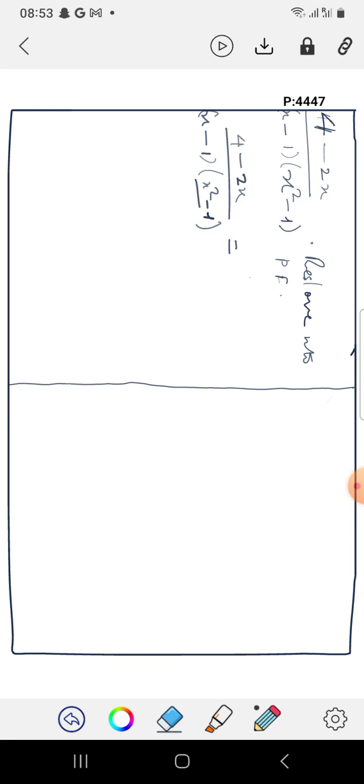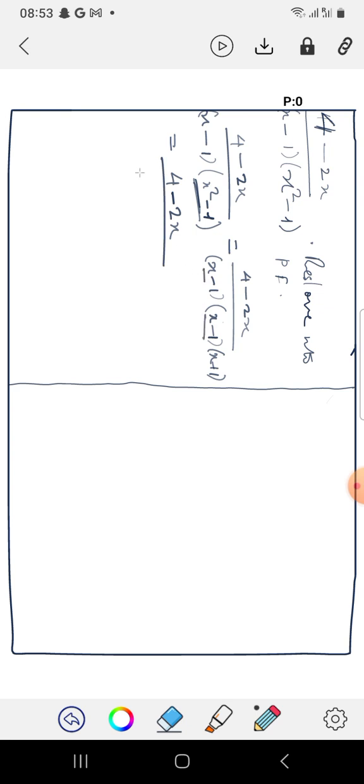So it's going to be 4 minus 2x over x minus 1, the first one. Now this second one is actually x minus 1, x plus 1. That's how it is resolved because it's different. So this is now the same thing as 4 minus 2x over, when we bring them together, x minus 1 squared times x plus 1. Now in this situation, we say we have a repeated denominator because x minus 1 is coming twice.